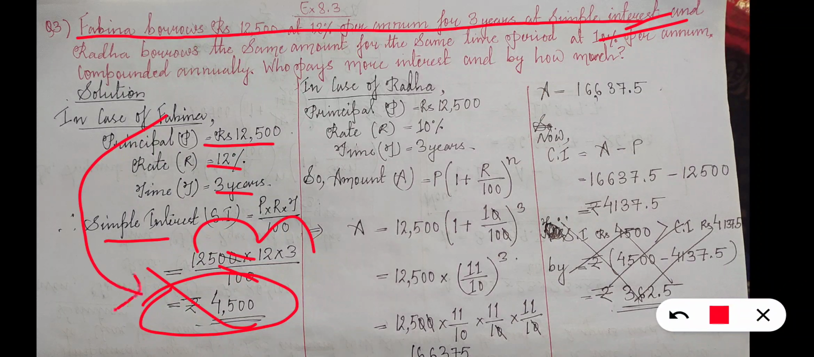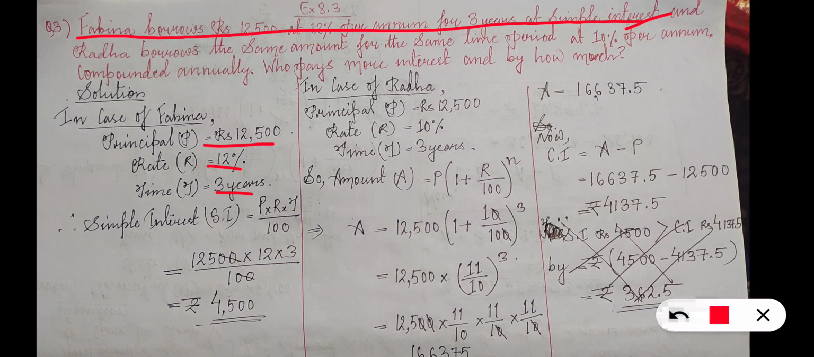Now we have to find the compound interest for Radha, isn't it? So for compound interest we don't have a direct formula. First you have to find the amount. So this principal is the same, time is the same, only rate is 10% in this case. Now the amount in case of compound interest is principal into 1 plus rate by 100 to the power n, where n means time. So let's substitute the values. Principal is the same, 12,500, rate is 10% and the time is 3 years.